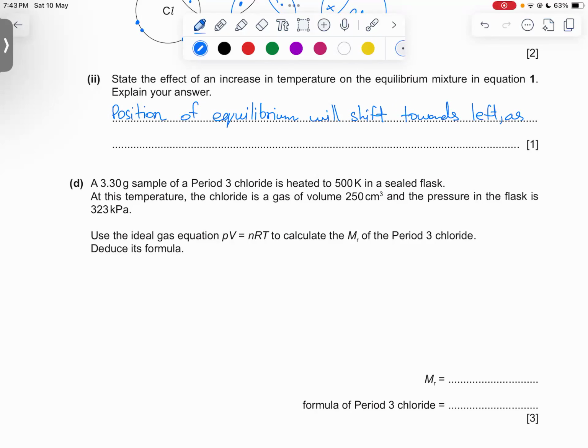And why? As an increase in temperature is favored by the endothermic side. Let's call it the endothermic side.